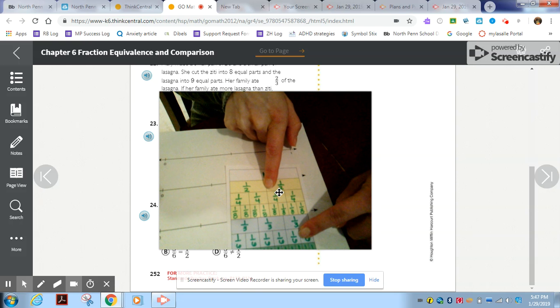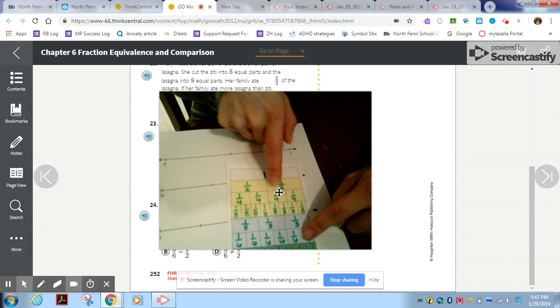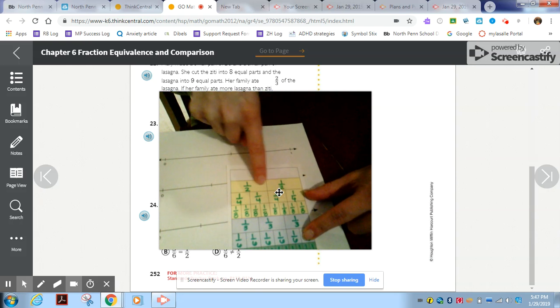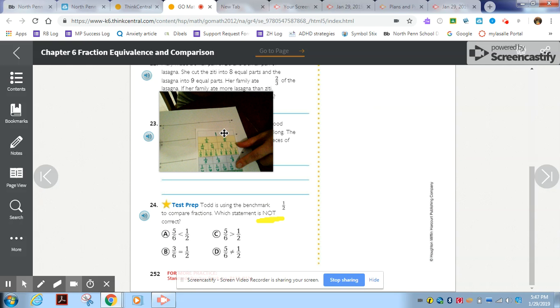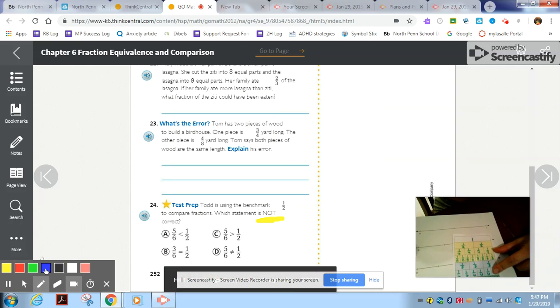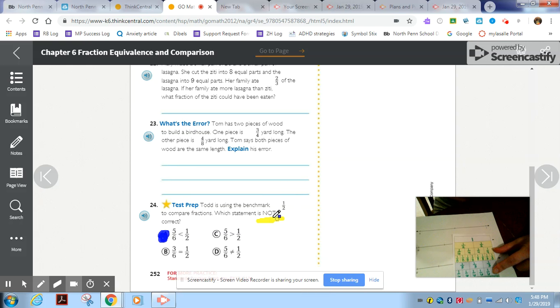Which one's bigger? Well, hopefully you said 5/6. We can see that is a much bigger fraction strip than 1/2. So, well, thank you, Go Math. You made that really easy for me. There's my answer. 5/6 is not less than 1/2. 5/6 is greater than 1/2. So this answer is not correct, which is what the question is wanting us to find. Which one is not correct?